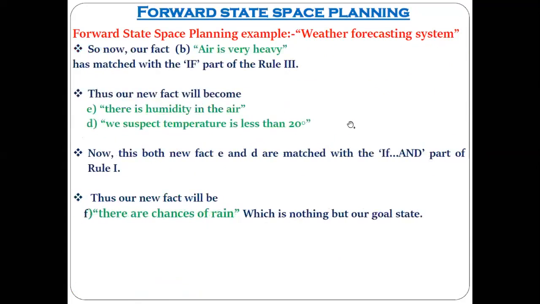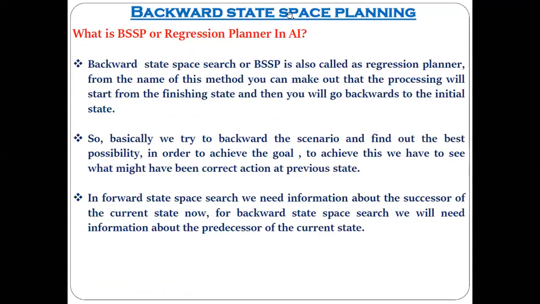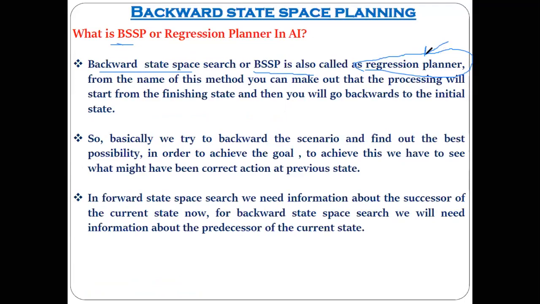Yes, sir. Now let's see its counterpart: backward state space search. Here I have mentioned that the backward state space search, or BSSP, is also referred to as the regression planner, opposite to the progression planner. The progression planner starts from the initial state so that you can reach the goal state. Opposite to that, the regression planner starts from the goal state and tries to reach the initial state. You got the point? That is nothing but the regression planner. Yes or no?